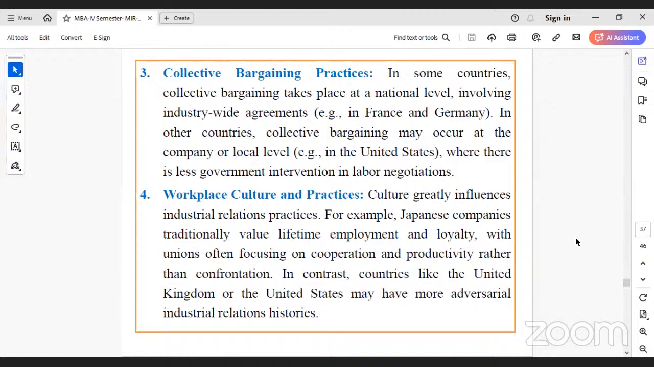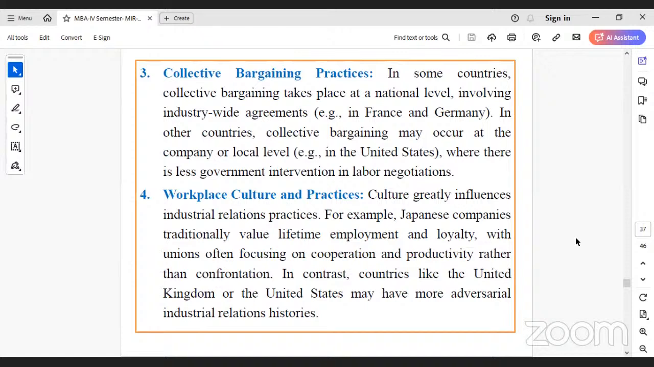What is collective bargaining? In some countries, collective bargaining takes place at a national level involving industry-wide agreements, for example, France and Germany. In other countries, collective bargaining may occur at a company or local level, for example, in the United States, where there is less government intervention in labor negotiations. So where there is less government intervention, collective bargaining practices will be there globally.